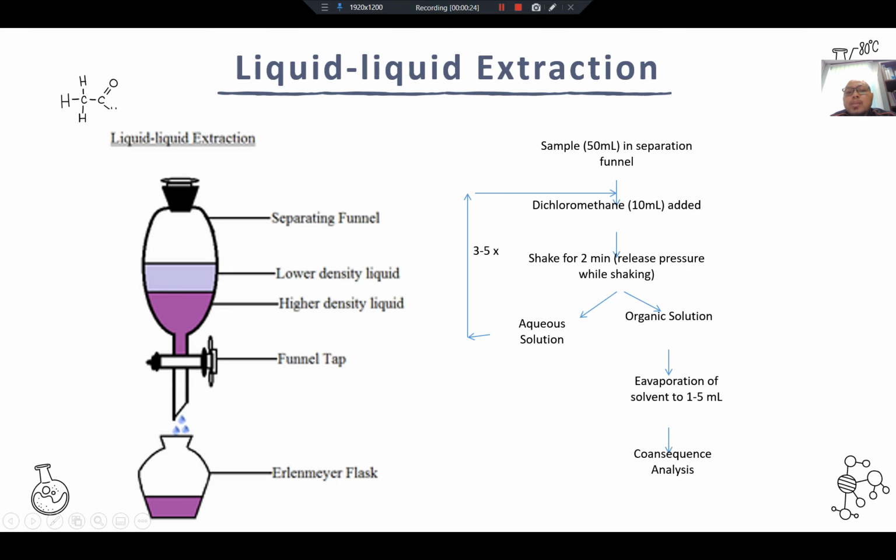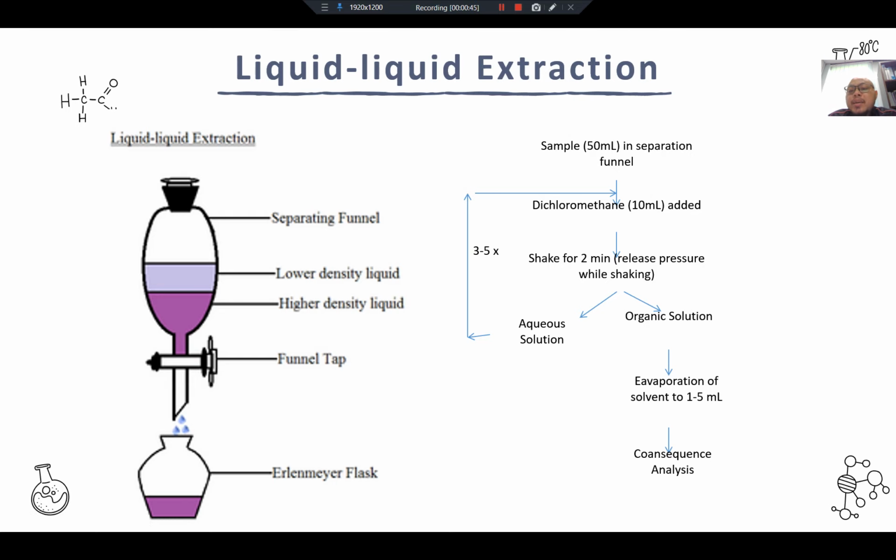For example, you put in 50 ml of sample, and then you add dichloromethane, and then you shake for 2 minutes, with pressure release. Then you obtain the organic solution, and you put it aside. And then the aqueous solution, you do repeated extraction.